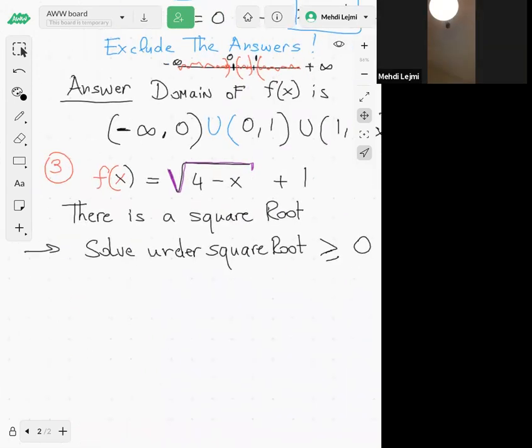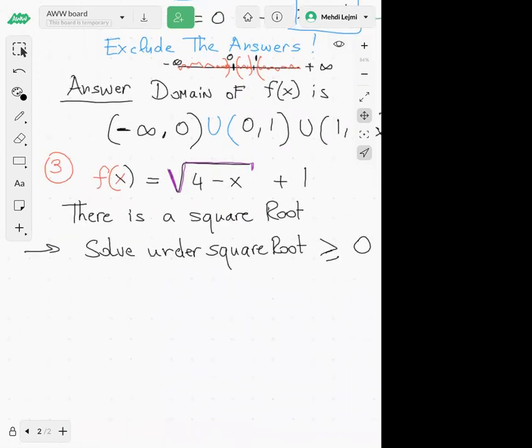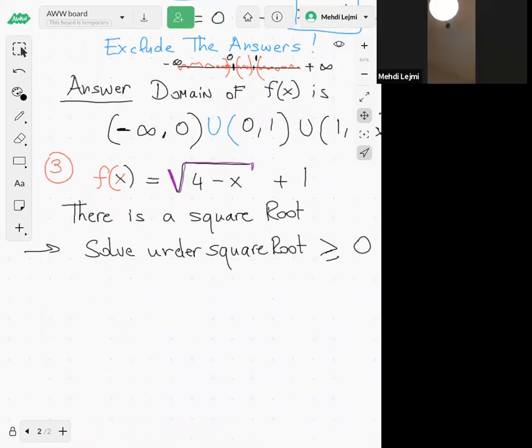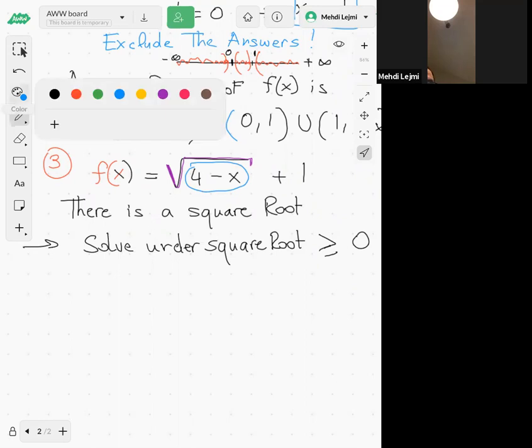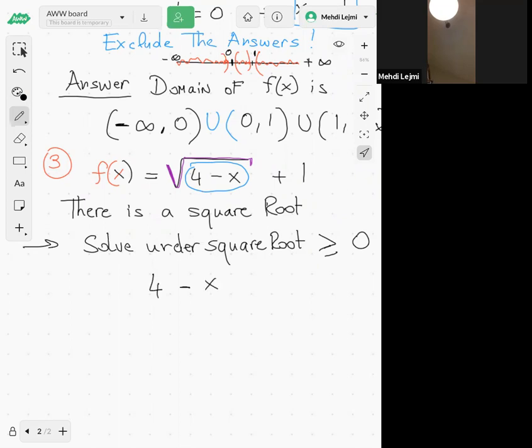All right. So here, guys, we don't have a division. That's good. But the bad news is that we have a square root, right? So we solve whatever you have under the square root larger or equal to 0. What we have under the square root is the 4 minus x, right? So we don't worry about the plus 1. It's not under the square root, so it doesn't matter. So what we need to solve here is 4 minus x larger or equal to 0.